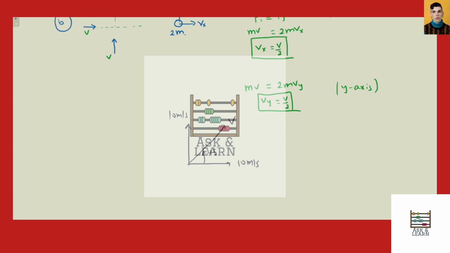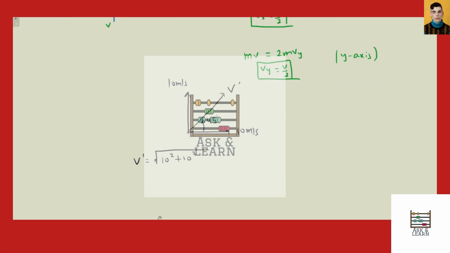And let v dash be the net magnitude. So v dash is going to be equal to the square root of 10 squared plus 10 squared, as they are at 90 degrees. So that's going to be 10 root 2 meter per second at 45 degrees north of west. Thank you.